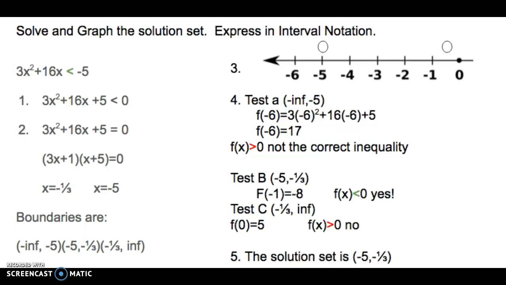Now you can go ahead and pause that just to get the information caught up. So just take a minute and go through the steps 1 through 5.